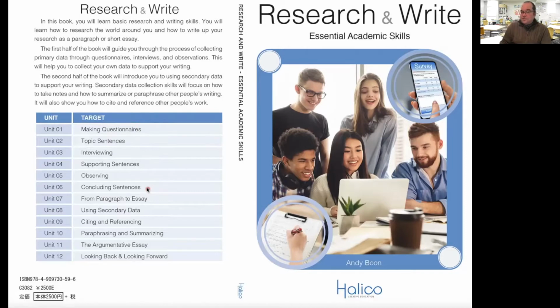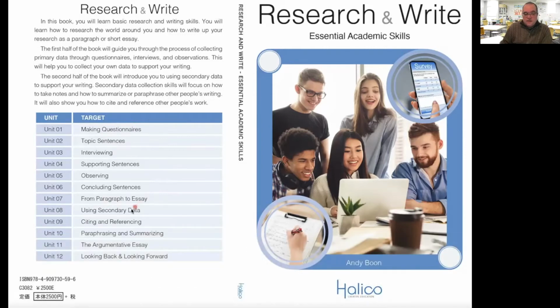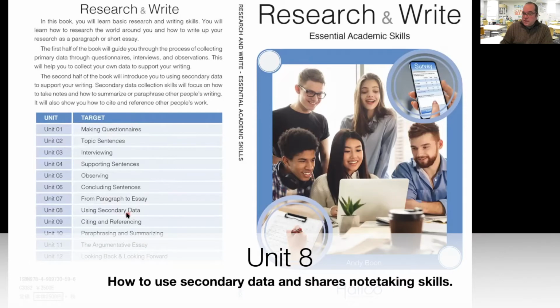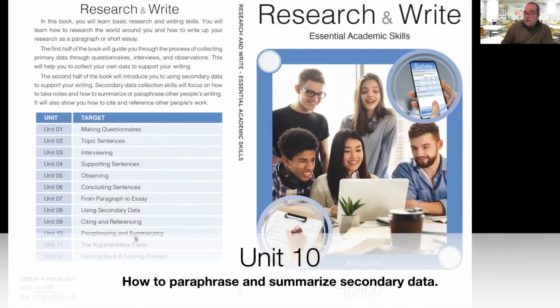From Unit 7, the latter part of the book, we begin to build students' knowledge of essay structure, how to use secondary data to do research, for example, how to do note-taking, and then how to use citation and end reference lists when using secondary data to support ideas and opinions. Also, how to paraphrase and summarize secondary data, including the citation and referencing.